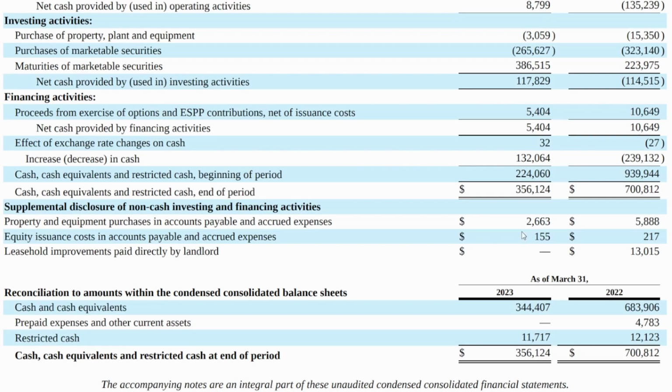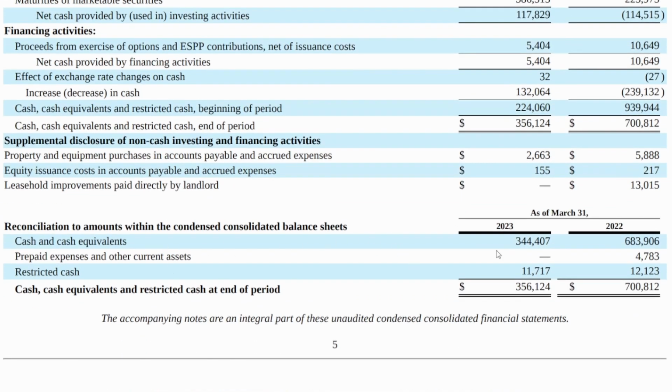Now what we find very, very interesting here is that the cash at the beginning of the period of $224 million increased to $356 million, which is a very, very nice increase, about $132 million, if we do some quick math in my head.